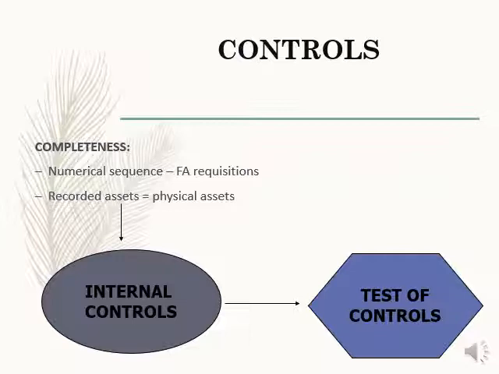Okay, so from the fixed asset register, we make a selection and we would try and find those fixed assets on the company's premises. Okay, but for completeness, we're going to go the opposite direction, from the source, i.e. from the physical assets, and trace it back to the records, i.e. the fixed asset register, and then back to the general ledger.